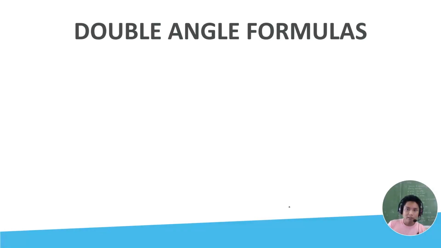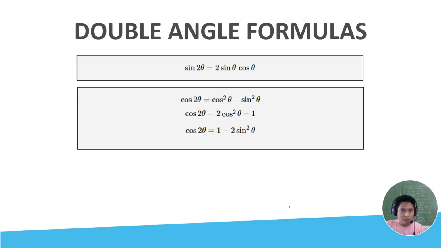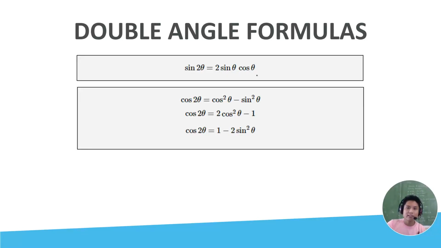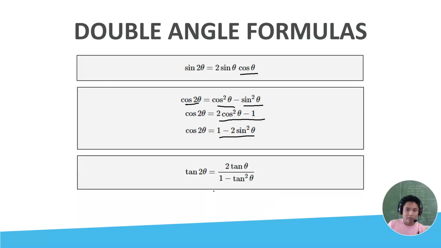These are the double angle formulas that we can use. Sine 2 theta is equivalent to 2 sine theta cosine theta. Cosine 2 theta is cosine squared theta minus sine squared theta. Okay, it is also equivalent to 2 cosine squared theta minus 1. It is also equal to 1 minus 2 sine squared theta. Okay, for tangent 2 theta, 2 tangent theta divided by 1 minus tangent squared theta.